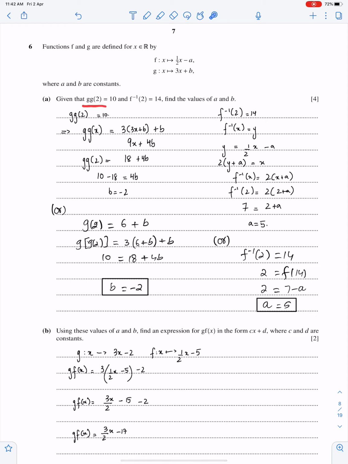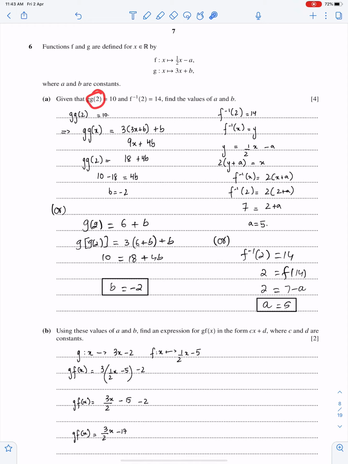So f inverse of 2, when you bring this f inverse here, it will become f of 14. See, f inverse of 2 is 14. When you bring f to the other side, it will become f of 14. You just need to put 14 here. So when you put 14 here, you will get 7 minus a. Therefore, a is 5.